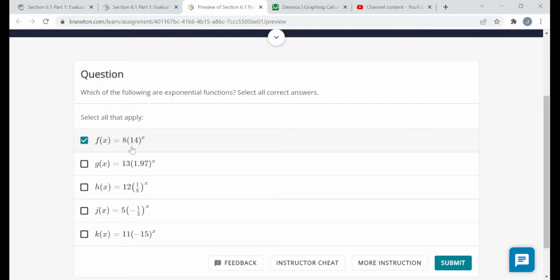And if you want, you can graph it. Look at the graph of this. It'll have a domain of all real numbers, a range of all positive numbers, since a is positive 8 there, and since the base b is bigger than 1, it's going to be an increasing function. And I'll show you that.